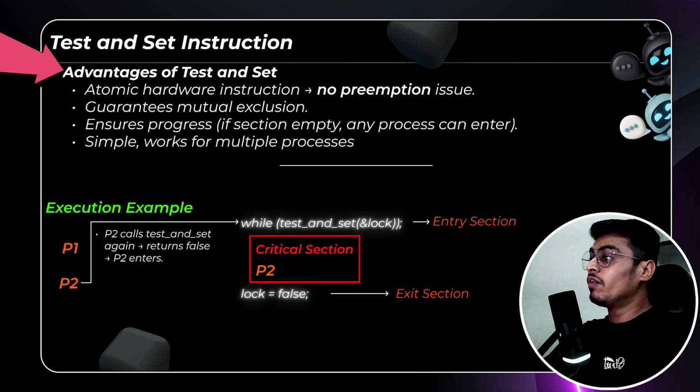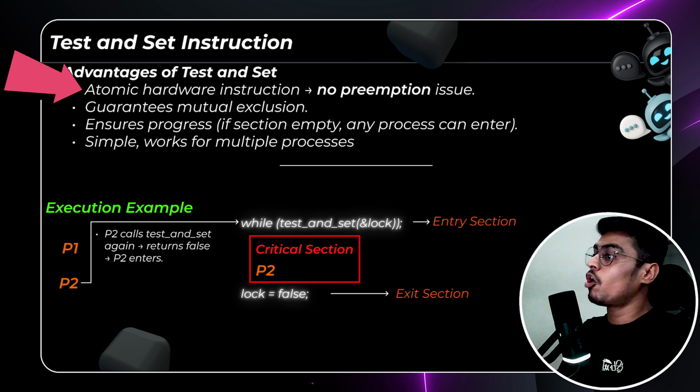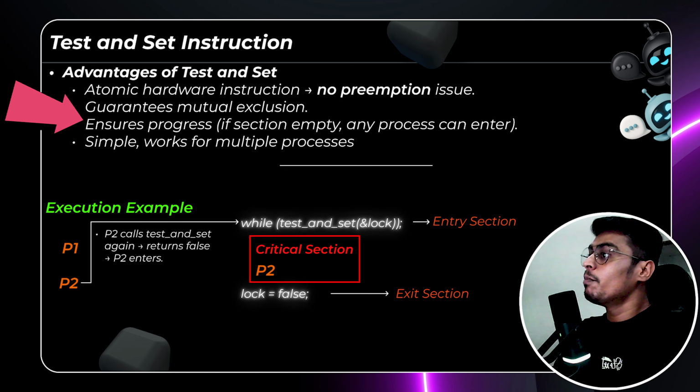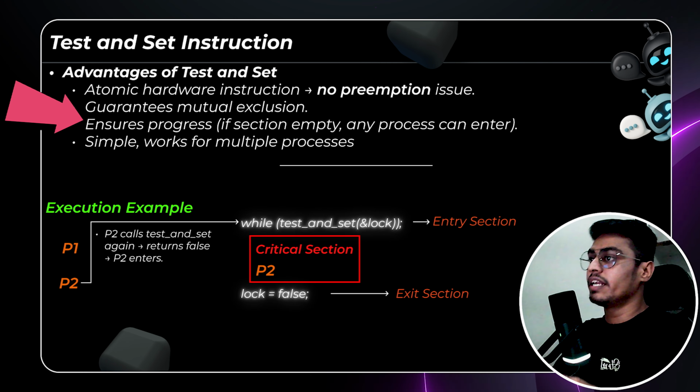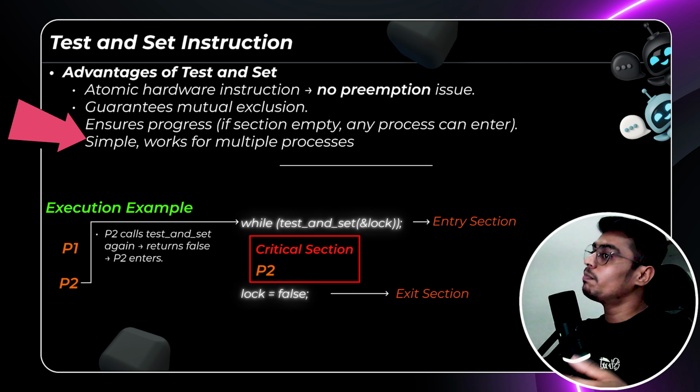Now what are the advantages of test and set? Since test and set is an atomic hardware instruction, preemption cannot occur in the middle of the operation. This ensures mutual exclusion is guaranteed, and progress is achieved, like if the critical section is empty, any process can enter. The method is simple and works for multiple processes.